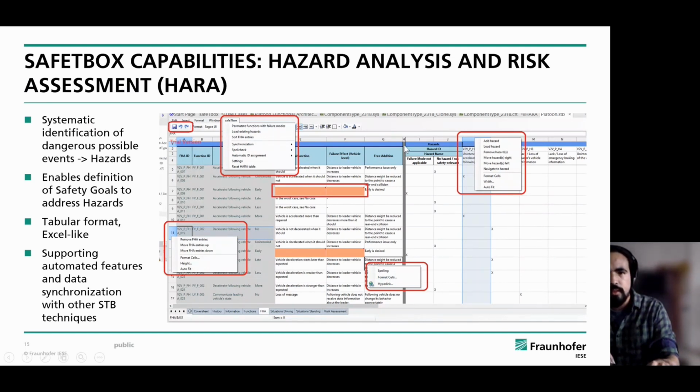We currently support a tabular interface for establishing what the kind of functions we need to analyze are, and then what the kind of risks these functions may present based on the hazards that we identify, and eventually reach to the point where we have a safety goal allocation.